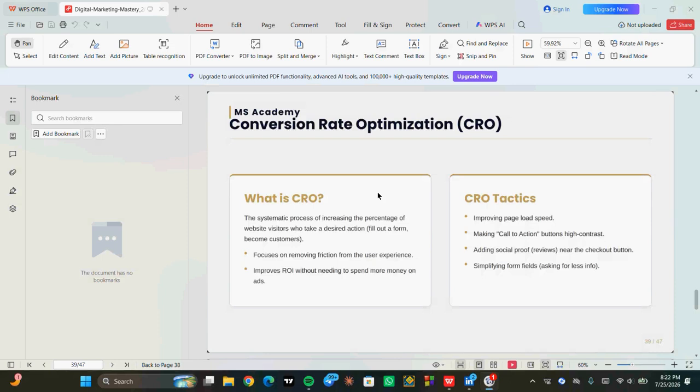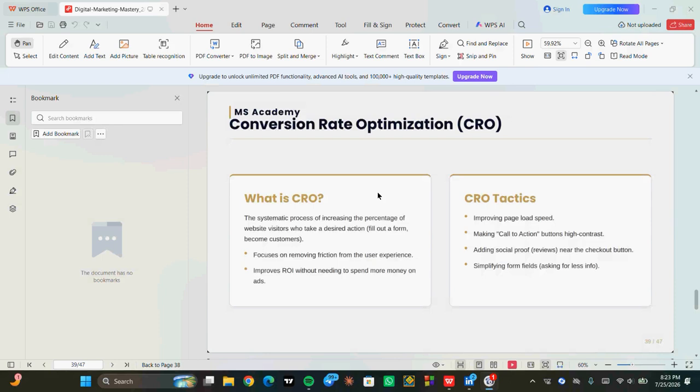Placing customer reviews and testimonials close to conversion points builds trust and reassures buyers. So when buyers see proof of what they want to buy, when they see proof of how effective the product is, then they would want to buy it, and that is a good conversion rate optimization tactic.